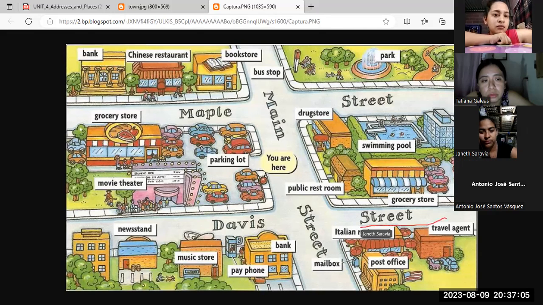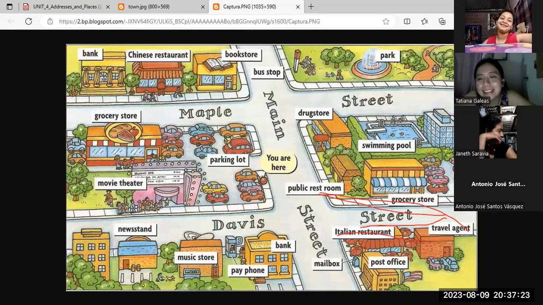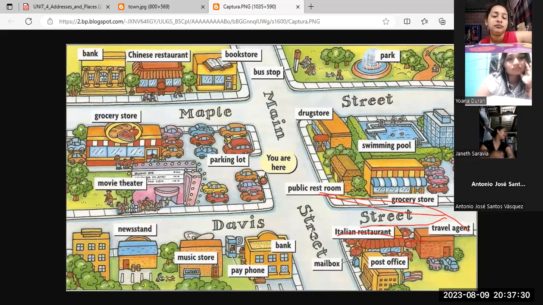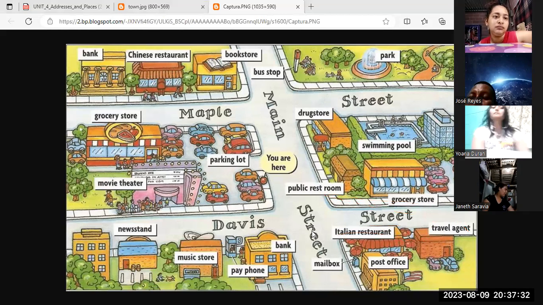Okay, porque si decimos there are a bank, es hay unos bancos, right? There is a bank. What else? Janet creo que lo quiere hacer más grande. Ajá, Tati. There is a swimming pool, right? Very good job. What else? Post office. There is a post office, right?